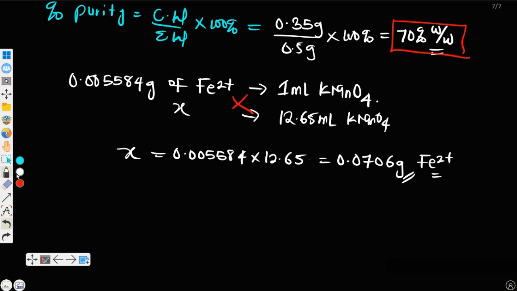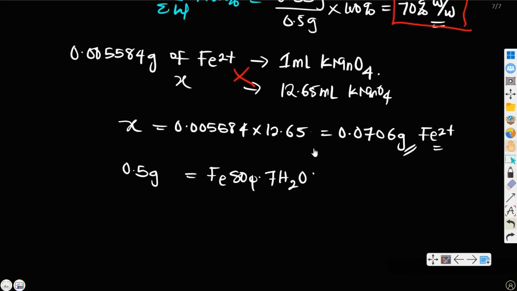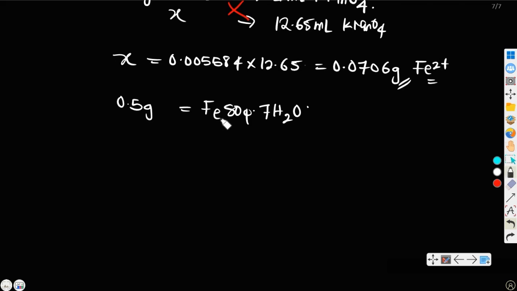Now, but you were given 0.5 gram initially. What was the amount of ferrous ion initially? You are given 0.5 gram, right? Of the ferrous sulfate. Are you getting it now? 0.5 gram initially of the ferrous sulfate heptahydrate. True or false? Now, from what we did the other time, you are going to do that again. So theoretically, what are you expected to get from 0.5 gram? How many grams of iron are you expected to get from 0.5 gram of this? That's what we are going to do.